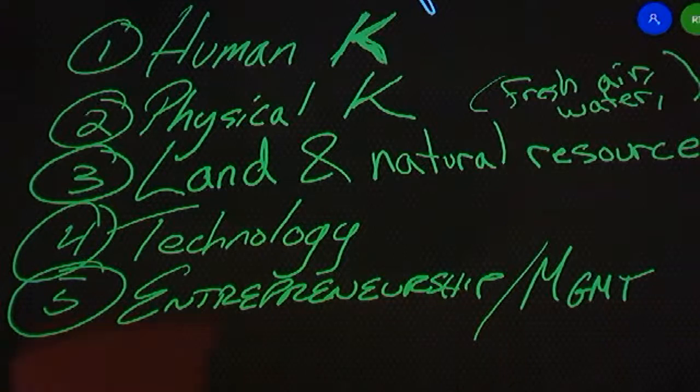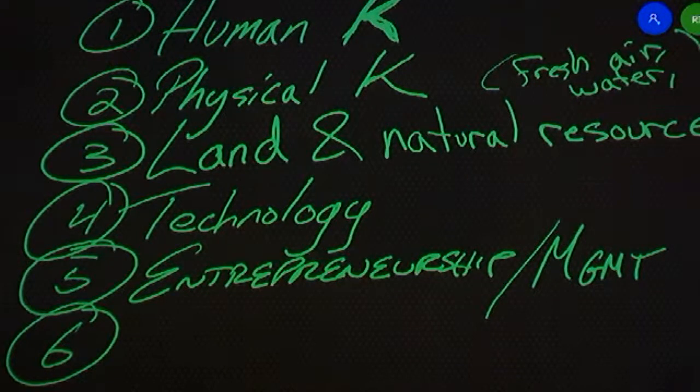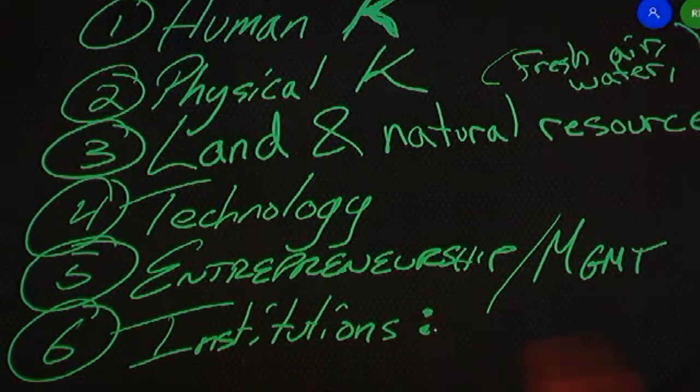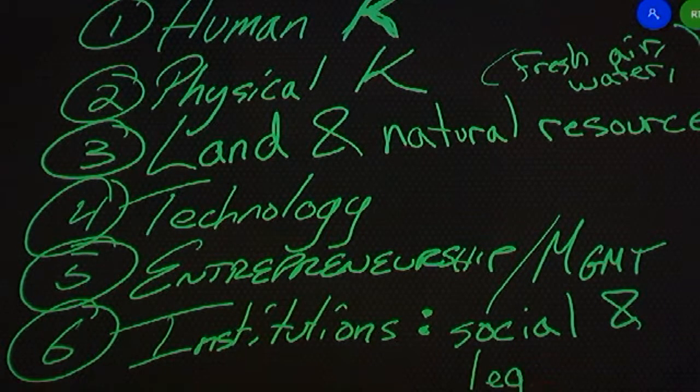And then lastly, perhaps the one that is most difficult for us to wrap our heads around, is this notion of what's called institutions. The book doesn't really use the term, but essentially this is talking about the broad social and legal environment.